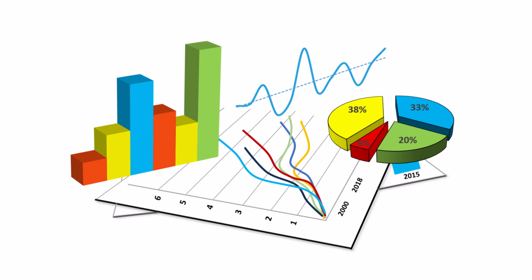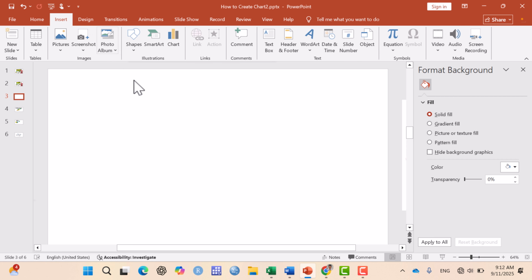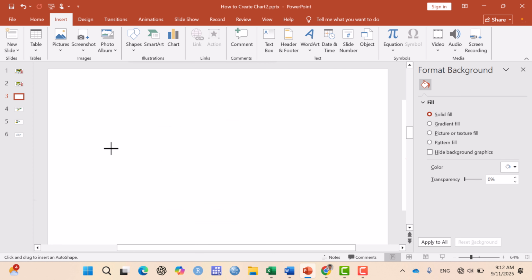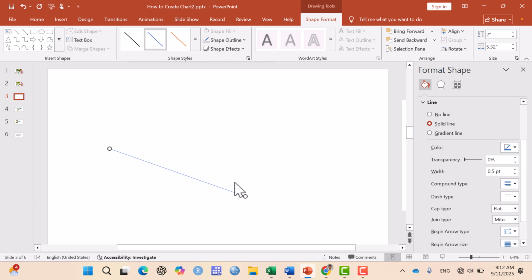Let's get started. Go to Insert tab, Shapes, Line. Draw a line on the slide. Copy and paste the line, then move the duplicate to the right side.